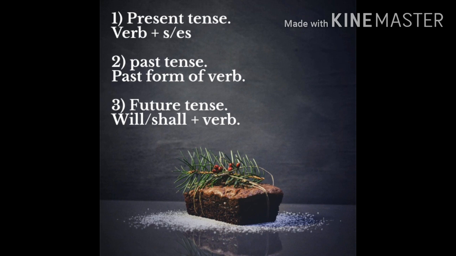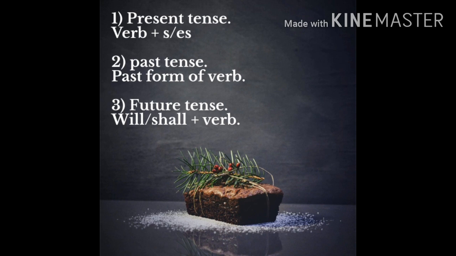Next one, simple past tense. Simple past tense is used to indicate an action completed in the past. The structure is past form of a verb. Next, future tense. The simple future tense is used to talk about things we cannot control. It expresses the future as fact. The structure is will or shall plus verb 1.